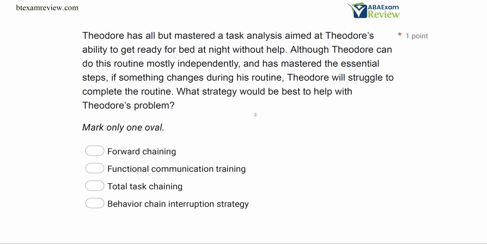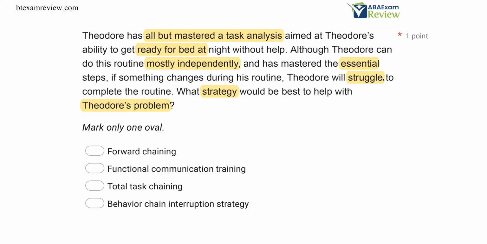All right, this is a task analysis, task chaining question, and it's a more difficult question because we're dealing with something we don't often discuss as technicians with task analyses and task chaining. What are we talking about here? Well, we want to know a strategy to help with Theodore's problem. So what do we know about Theodore? Well, he's basically mastered his task analysis for getting ready for bed. And although he does it mostly independently, and he has the essential steps mastered, if something changes, he struggles.